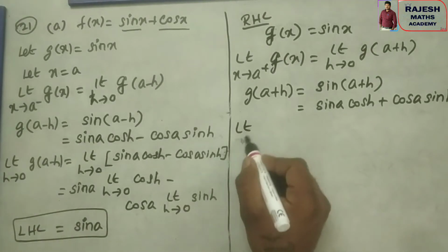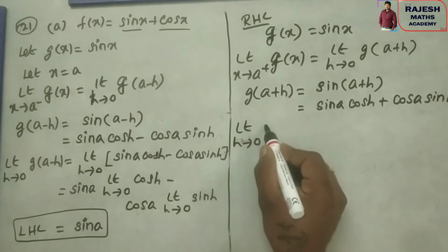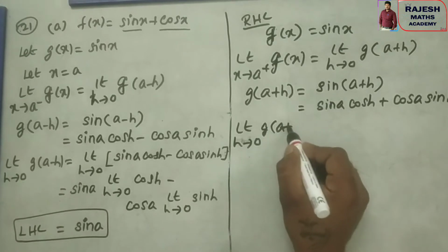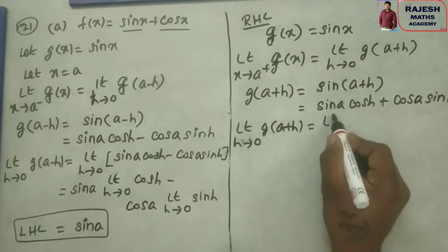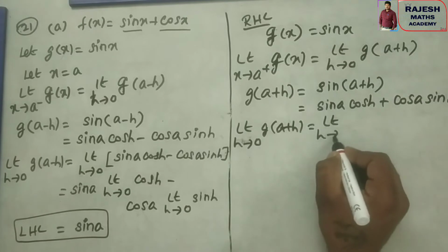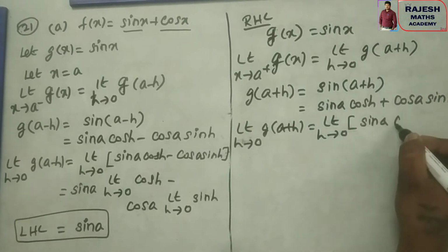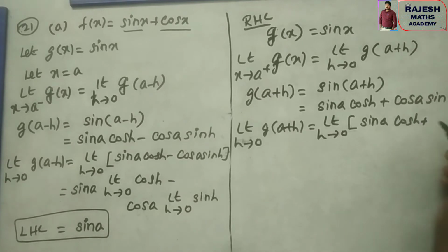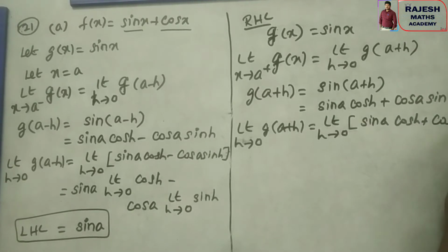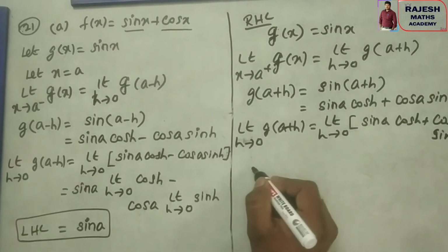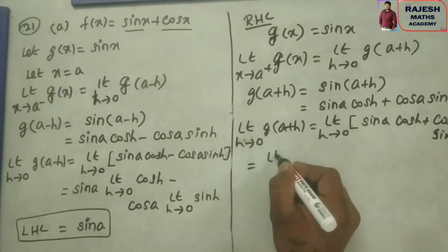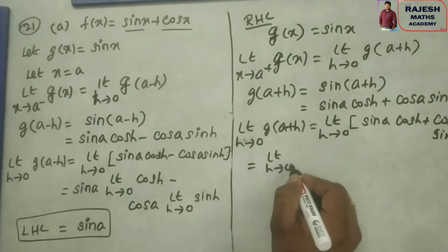So limit h tends to 0, g of a plus h is equal to limit h tends to 0 of sin a cos h plus cos a sin h. Now split the limit and apply.